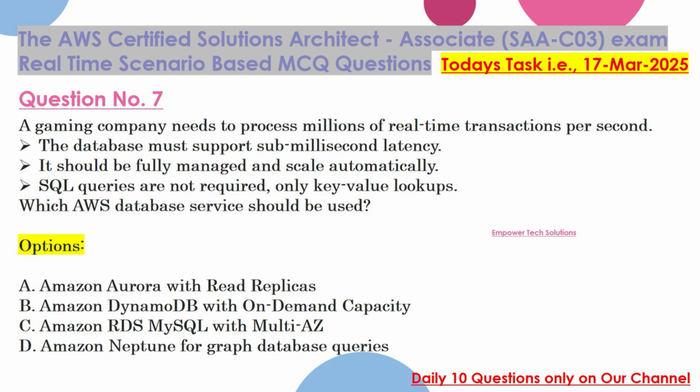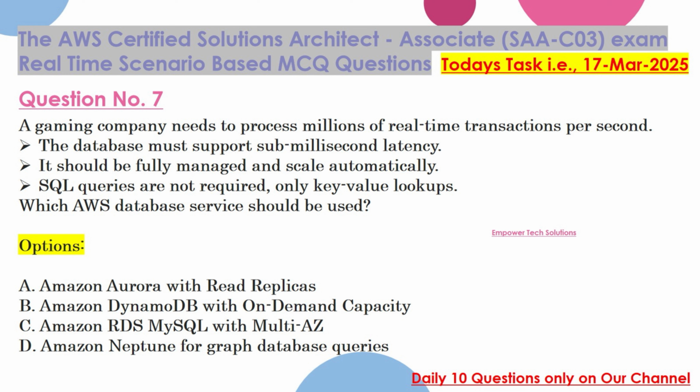Question 7. A gaming company needs to process millions of real-time transactions per second. The database must support sub-millisecond latency. It should be fully managed and scale automatically. SQL queries are not required, only key-value lookups. Which AWS database service should be used?